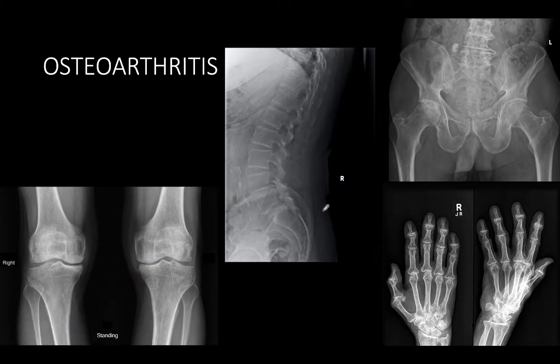And then in the hands, you'll notice the small joints. Typically, the DIPs are heavily involved in osteoarthritis. The base of the thumb is another common location for osteoarthritic change. And so, areas around the body can have characteristic locations.